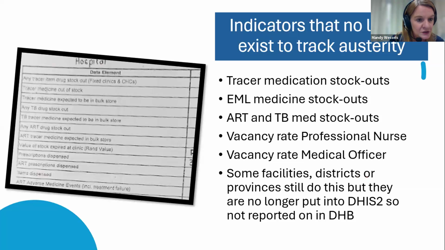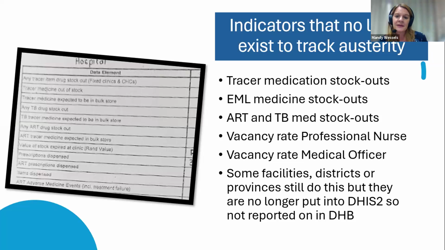So any tracer item out of stock, ART drug stock out, TB drug stock out, tracer medicine expected to be in bulk store. And actually, there's a whole page of them that used to be in the system would have been remarkable tools to monitor the direct effects of the austerity measures, because we could have looked at these stockouts and had much more hard evidence that we can't buy drugs because we have no money, or we can't buy vaccines because we have no money.